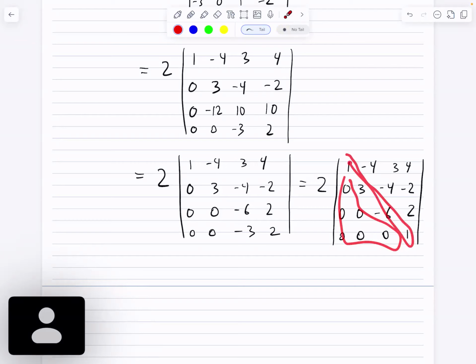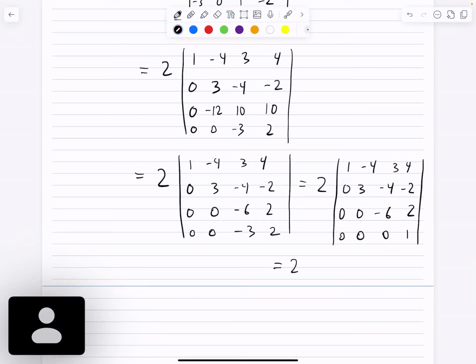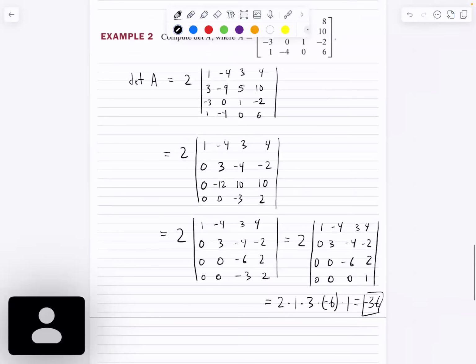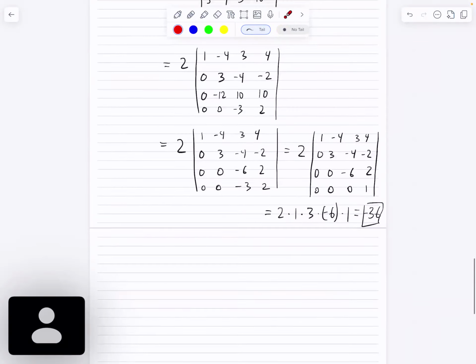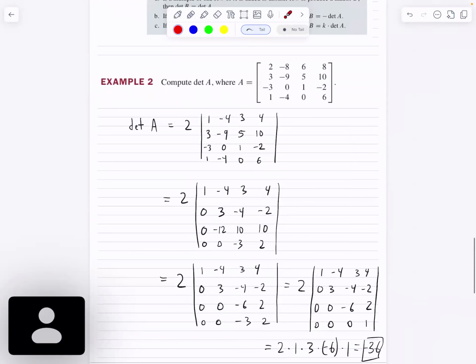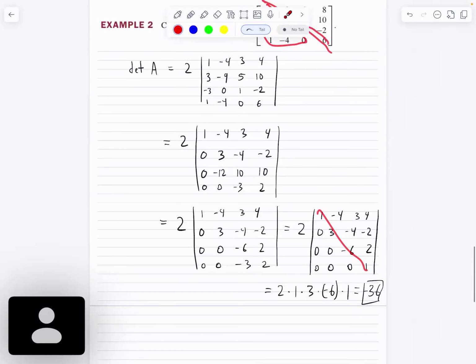Now I can just multiply the diagonals. So this equals 2 times 1 times 3 times -6 times 1. That's 6 times -6, so -36. So that's the determinant of this matrix, and we didn't have to do any cofactor expansion. We just did row operations, and that simplifies things greatly. Reducing to triangular form and then multiplying the diagonals is the simpler way to do it.